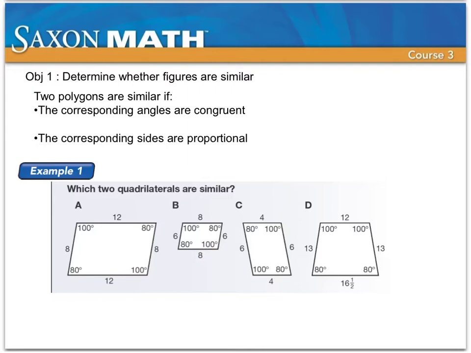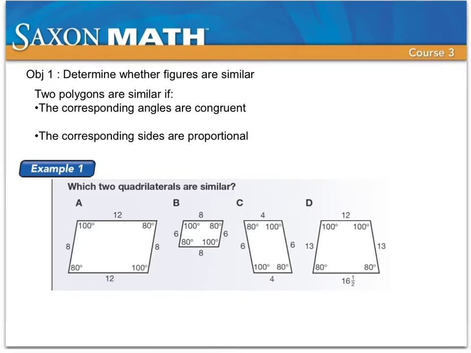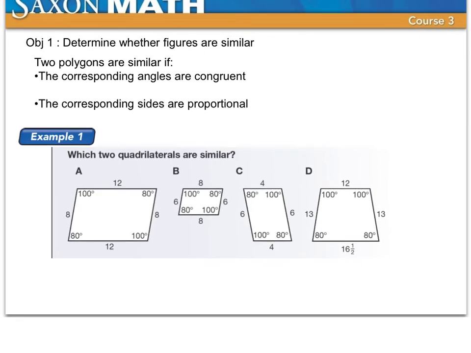Okay? Then we have to know, are the sides proportional? To figure that out, we need to set them as proportions. So I need to know, does 12 over 8, and we get that from these two sides, equal the other two sides that are supposed to be proportional, 8 over 6?